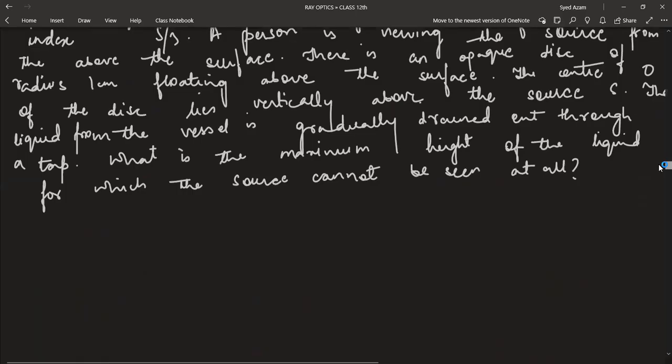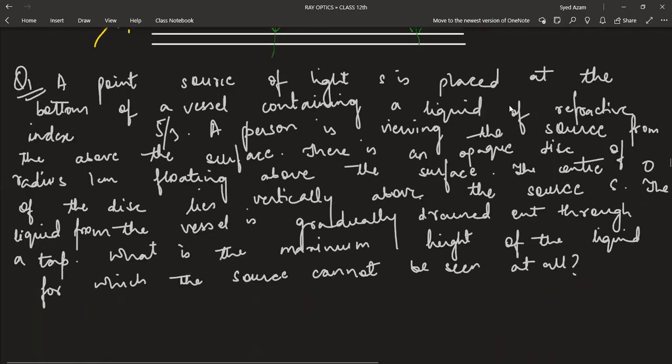Now this is a question. This question has repeated a lot. Please write down this question first. I'm reading it, so then you can copy. Just listen first before writing.